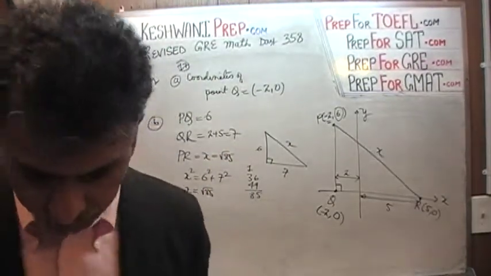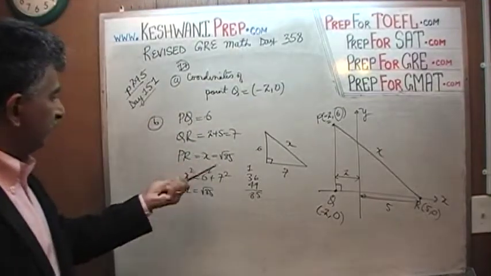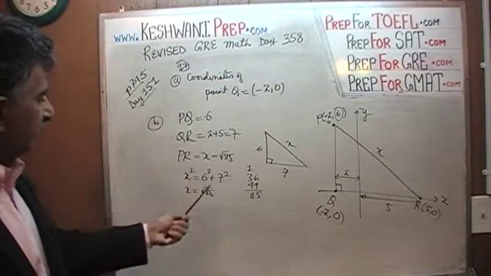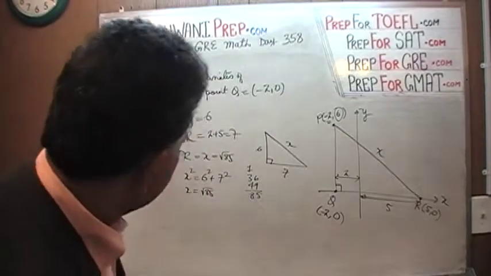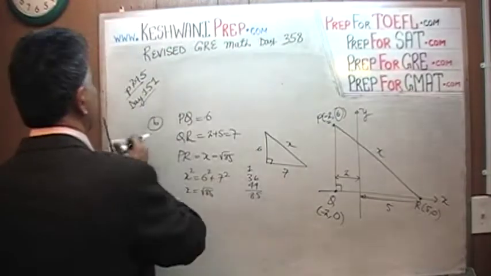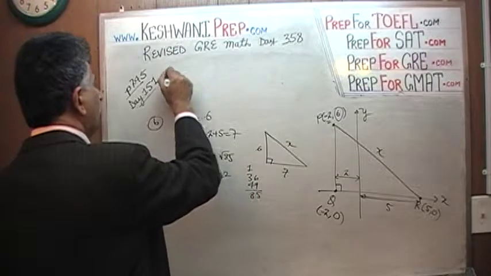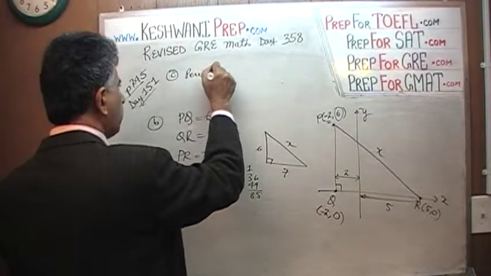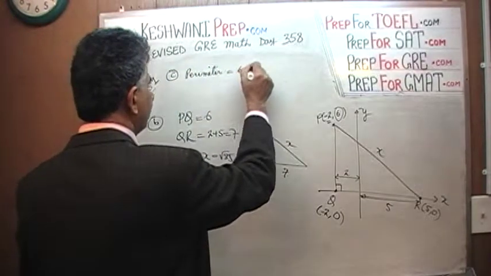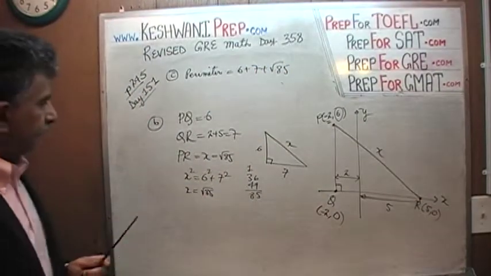What are we asking in part C? In part C, they're looking for the perimeter of PQR. Well, the perimeter is going to be the sum of the three sides we just found. It's going to be 6 plus 7 plus root 85. Let's do it on the top here. Perimeter is just going to be 6 plus 7 plus root of 85. Let's move on then. We're done with this part.